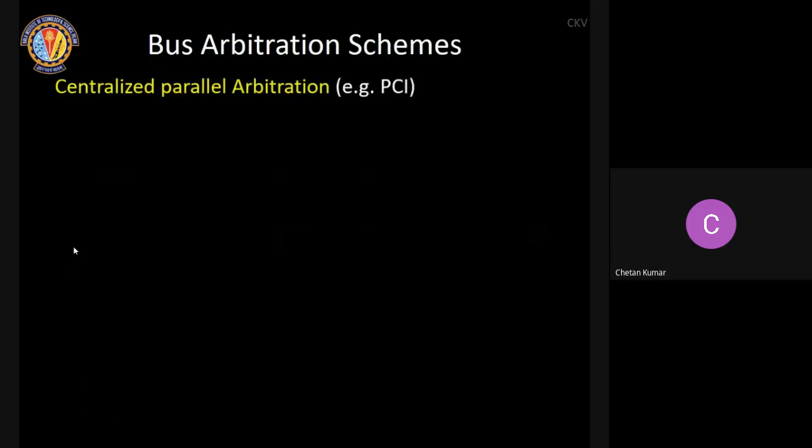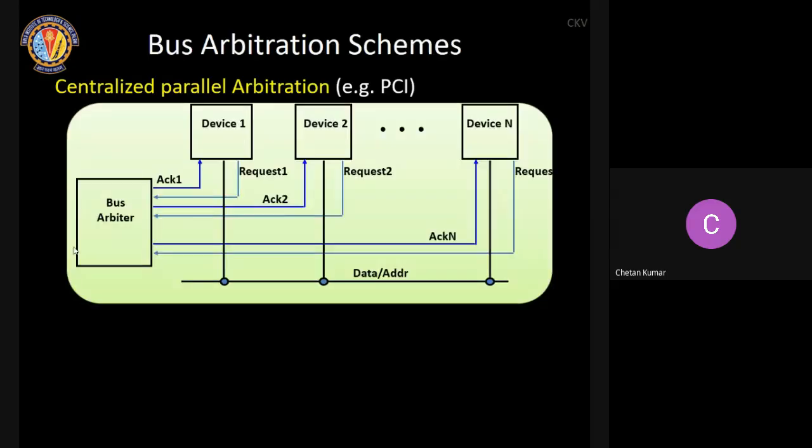Then you have another architecture, which is called the centralized parallel arbitration scheme, where each device has its own acknowledgement signal and separate request signals. First the bus arbiter will check all the request signals coming from all of the devices, and based on which device is requesting the bus, the bus access will be given to that particular device with the help of an acknowledgement. Then later the communication can happen with respect to the data and address bus.